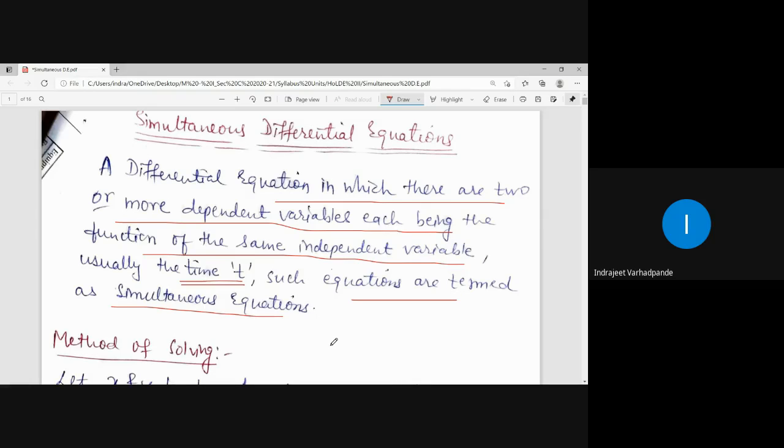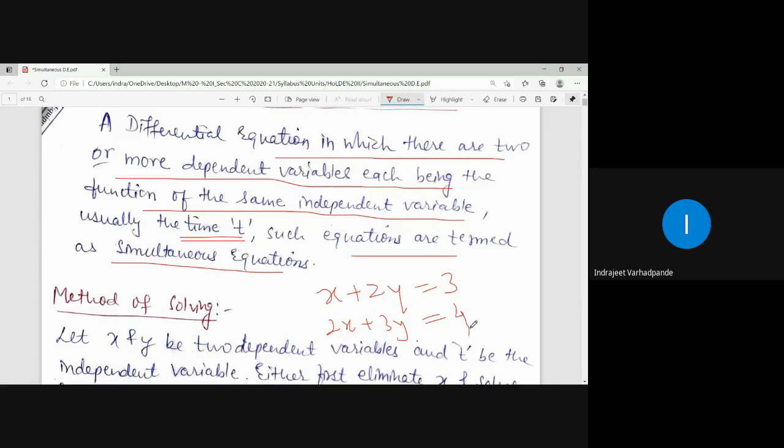Prior to the 11th and 12th standard, in middle school or high school level, you were taught how to solve a given set of simultaneous equations. Suppose we have one equation as x plus 2y is equal to 3 and the other equation as 2x plus 3y is equal to 4. How do we try to simplify such equations? Either we use the elimination method or we use the substitution method.